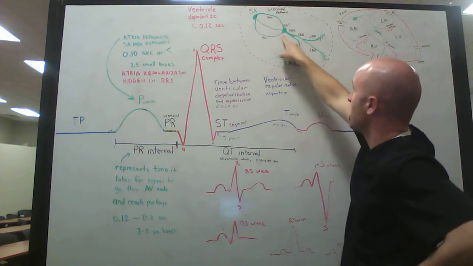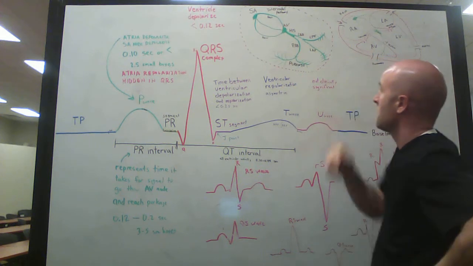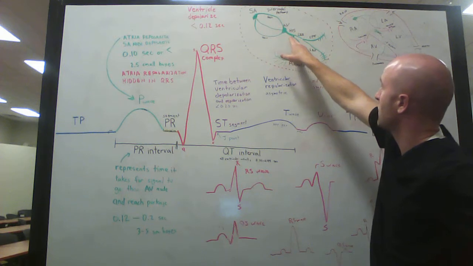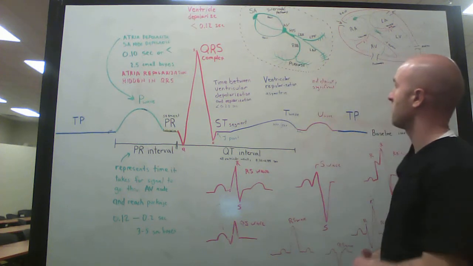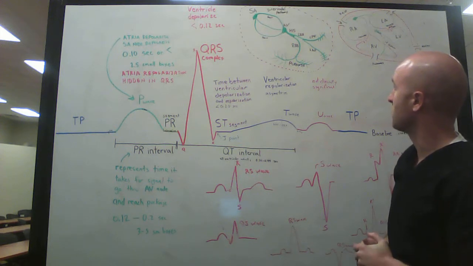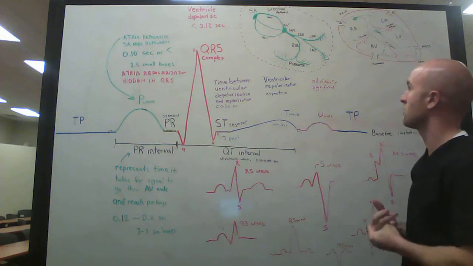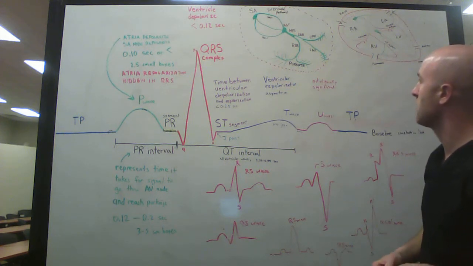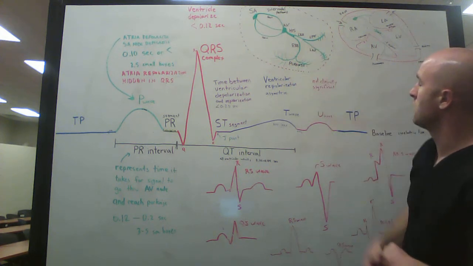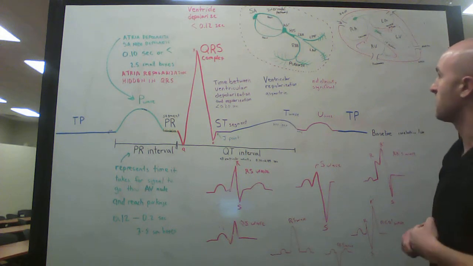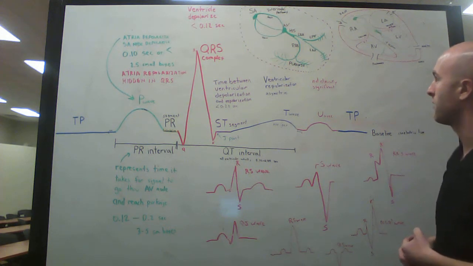Those reach the AV node, which then depolarizes and sends a signal through the bundle of His, and then from the bundle of His it sends electrical signals through the left bundle branch and the right bundle branch. The right bundle branch is going to go down here and fire on the Purkinje fibers, and the left bundle branch is pretty short because it breaks up into the left posterior fascicle and the left anterior fascicle.